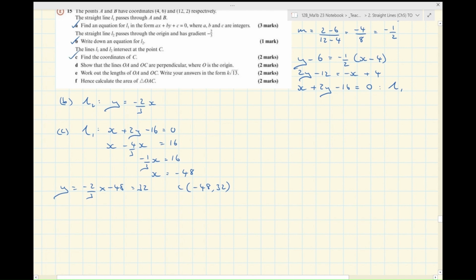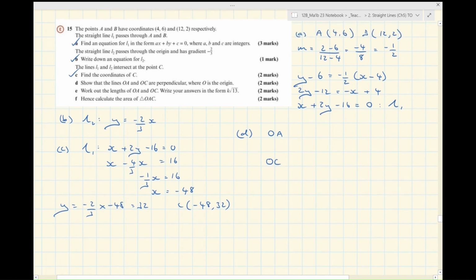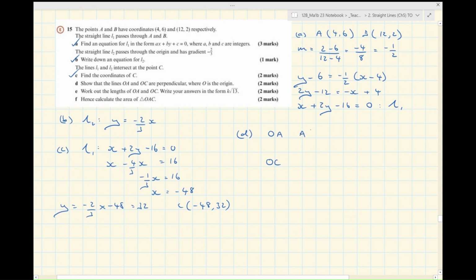Right, part D. Show the lines OA and OC are perpendicular. Let's find the gradient of OA and the gradient of OC and see if one is the negative reciprocal of the other. The point A is 4, 6. So the gradient of OA is going to be the rise, 6 minus the y-coordinate of O, which of course is 0, so 6 minus 0 over 4 minus 0. So that is just 1.5, or 3 over 2.